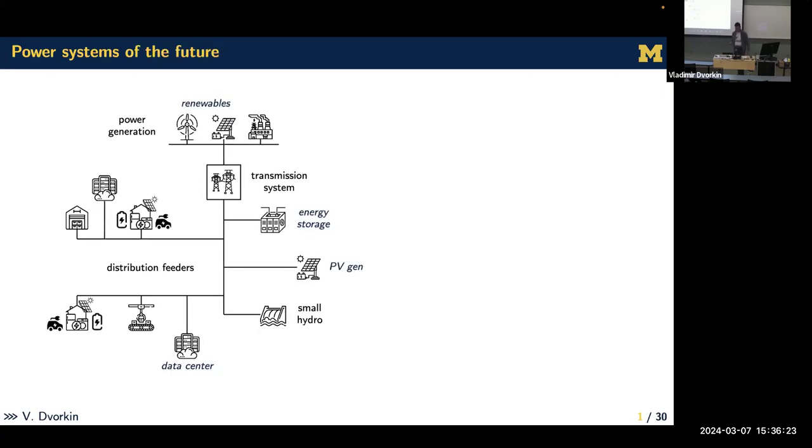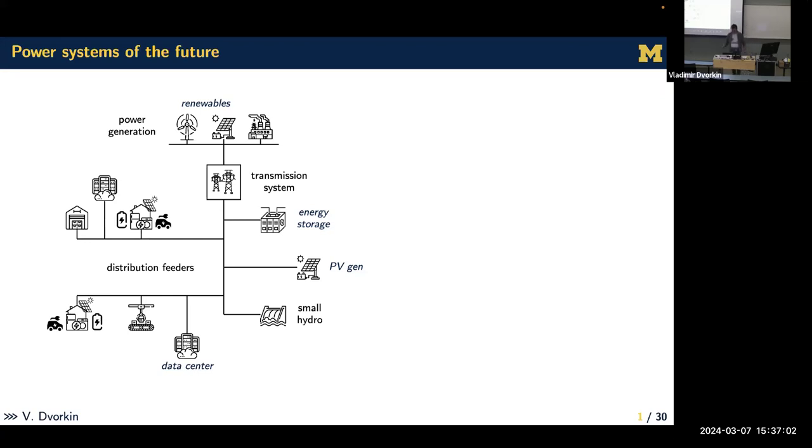Power systems of the future look different. We see that a lot of conventional generation is displaced by renewables. On a distribution feeder level, we also have a high penetration of utility scale PV generation, and conventional means of backup power are displaced by energy storage units. Consumers are also different. They have electric vehicles, energy storage, and smart devices to optimize their electricity bills. We also have a new type of customers, such as data centers, and so on and so forth.